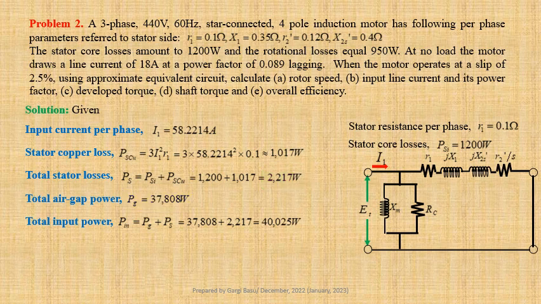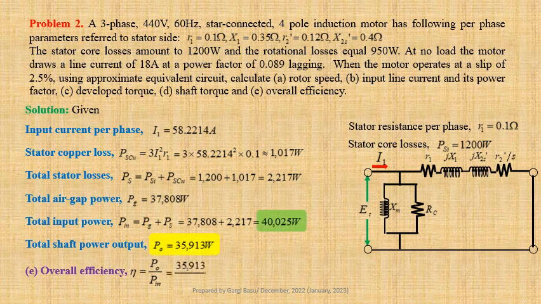Now we shall determine overall efficiency of the motor. Eta equals Po divided by Pin. We have computed total shaft power output Po equals 35,913 watts. Therefore, eta equals 35,913 divided by 40,025, that is equal to 0.8973 per unit or 89.73%.